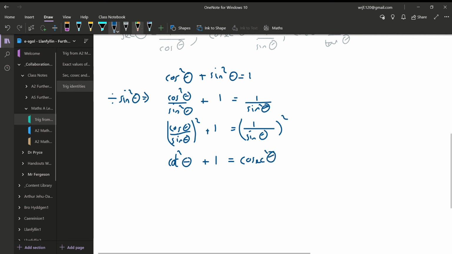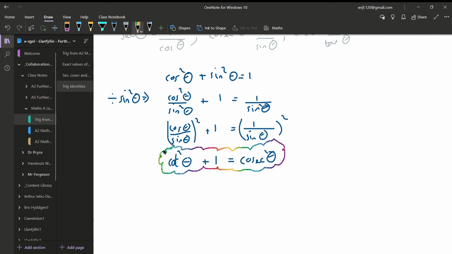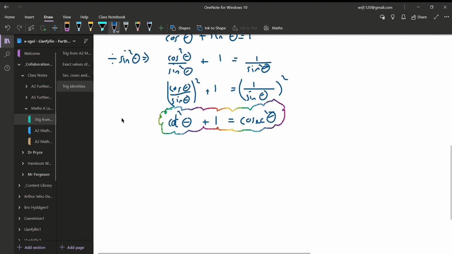So there's a third identity for us involving a couple of the reciprocal trig functions, but still kind of Pythagorean in its format. So there's a third identity that we have now. And then we chose there to divide by sine squared theta, but if we go back to our basic Pythagorean identity, cos squared theta plus sine squared theta equals 1.